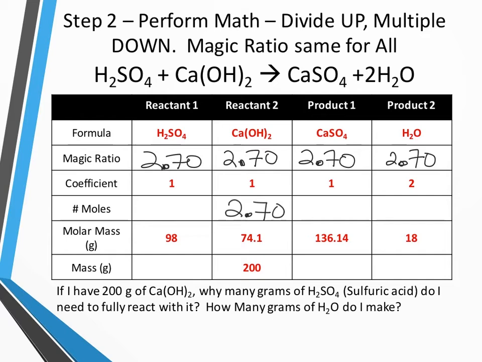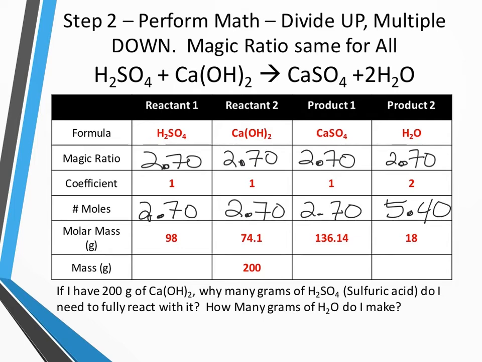Now that's the tie-in. So once you get the magic ratio for all of the things, now you can do your math down to get all the rest of the information. So now we're moving down, we're going to multiply. So let's start from here. We're going to do 2.7. And then down here 2.7. And then over here it's 5.4.